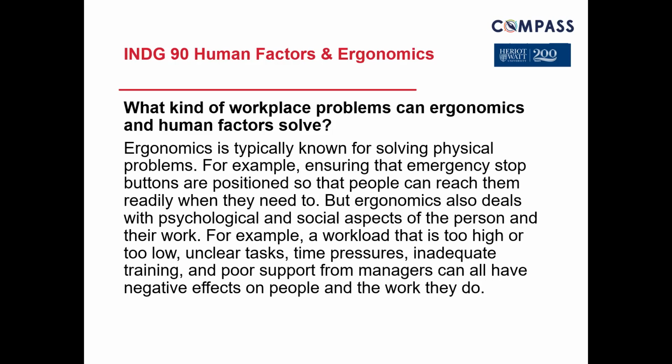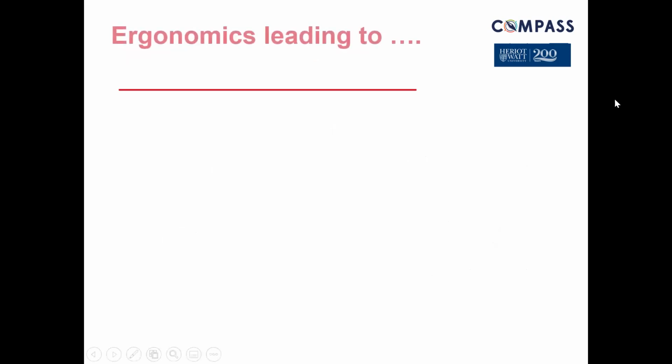But ergonomics also deals with psychological and social aspects of the person and their work. So are they in silence all day or no? More likely to be involved with other workers on the team where they want to chat and work with and solve things together. What are they doing and how safety critical is this? For example, a workload that is too high or even too low, with unclear tasks, with time pressures, with inadequate training and poor support from managers, all of these can work together to become a negative effect on the people, the way they work and how they do it. Therefore, it's going to cause problems.